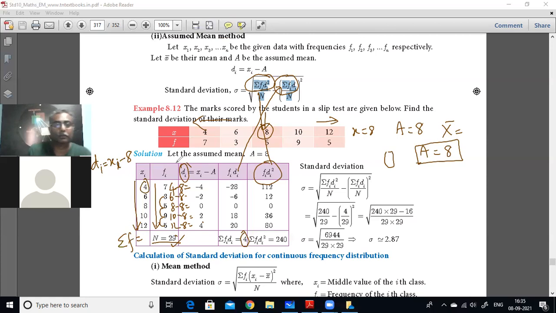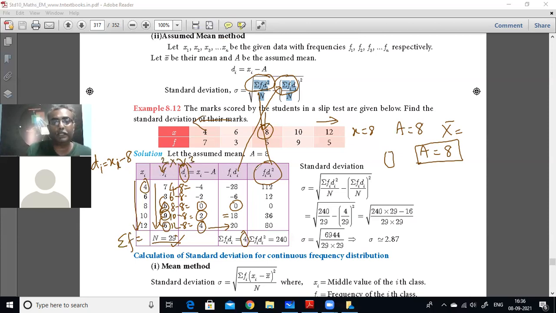Now you have to multiply f into d. That is 7 into minus 4, which is minus 28. Then 3 into minus 2 is minus 6. Then 5 into 0 is 0. Then 9 into 2 is 18. Then 5 into 4 is 20. You understood how it is coming? fi into di: column 2 into column 3 you have to do.